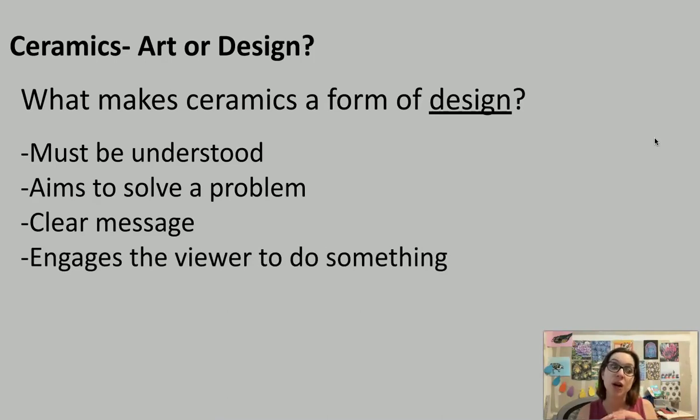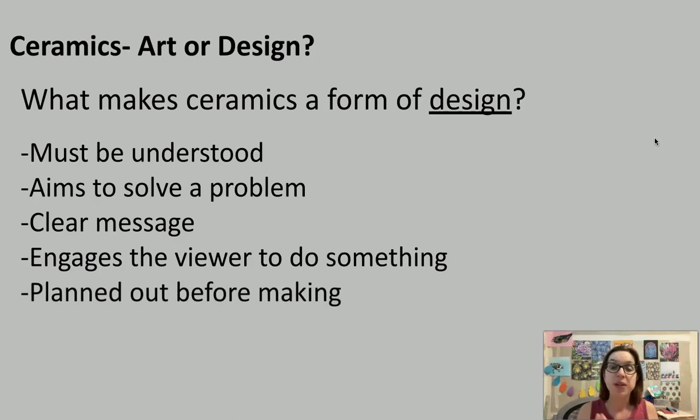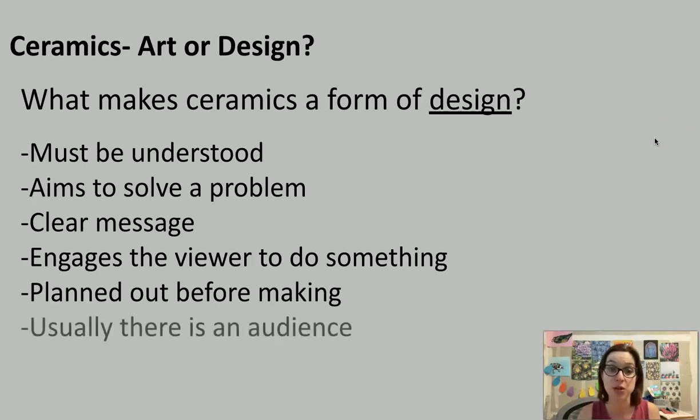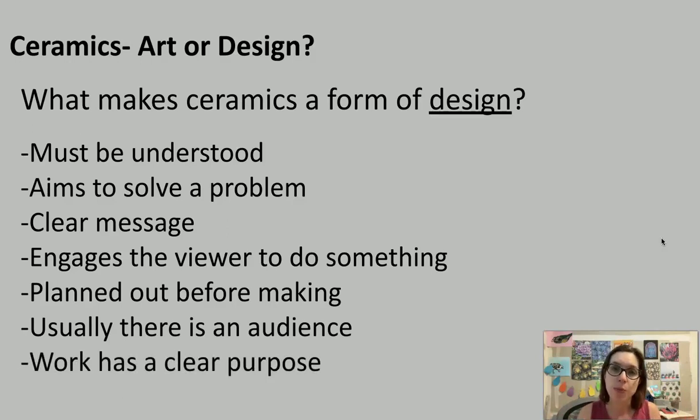Think of kitchen utensils, right? They engage us to actually work with them when we're cooking. It's often planned out before making because, again, design means there are a lot of decisions made in the beginning. How big is it? What color? What material is being used? What is it going to look like before it's actually manufactured? Usually there's an audience. That means there's an intended user, someone who needs to use that particular form. The work has a clear purpose, right? When we see something that's a design, we understand what it's intended to do.